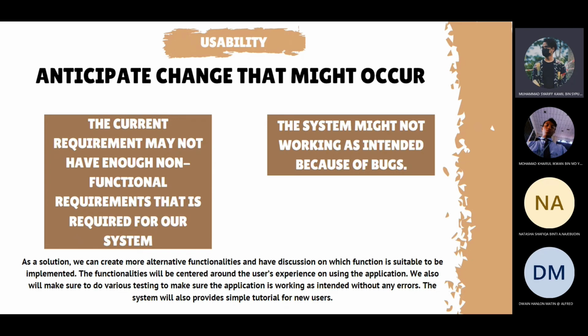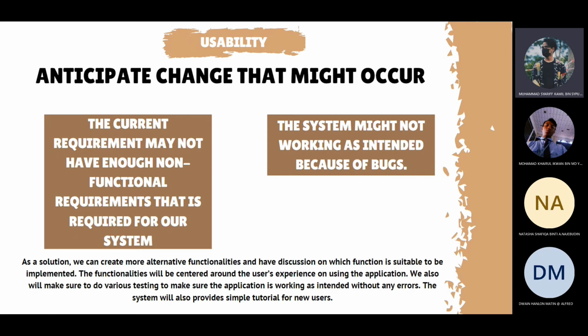I will be presenting about the anticipated change that might occur. So the first one is the usability, and as for now, the current requirement may not have enough non-functional requirements that are required for our system, because currently we only have like 3 or 4, if I'm not mistaken, for the non-functional requirement. So as a solution and the anticipated change, we can create more alternative functionalities and have a discussion on which function is suitable to be implemented. The functionalities will be centered around the user experience on using the application.